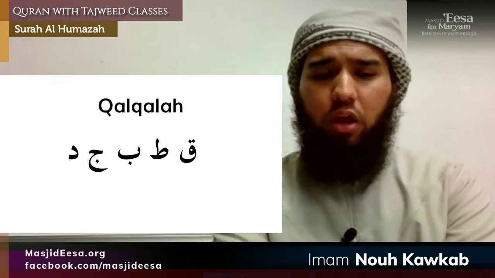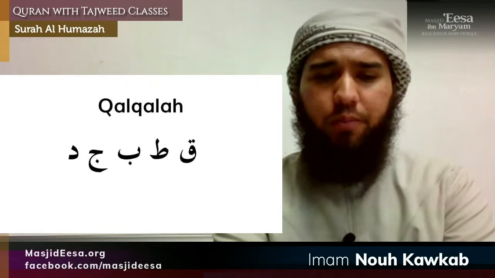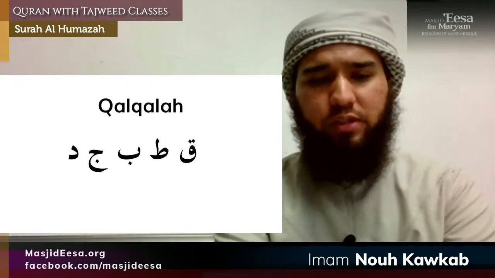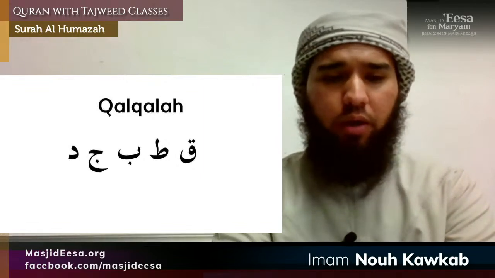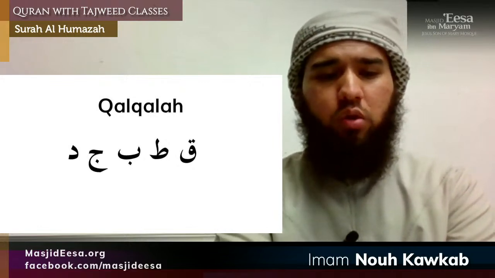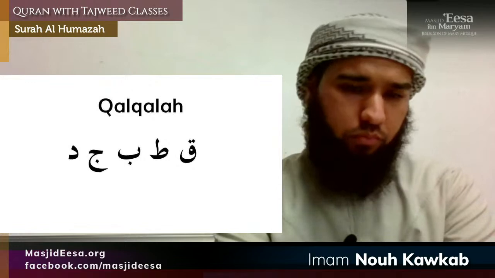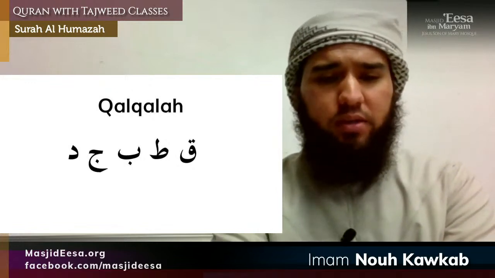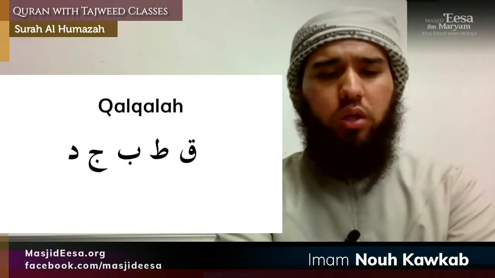وَمَا أَدْرَاكَ مَا الْحُطَمَةِ. We had this word before in the previous ayah. We don't need to go through it again. وَمَا أَدْرَاكَ مَا الْحُطَمَةِ. The 6th ayah is نَارُ اللَّهِ الْمُوقَدَةِ.